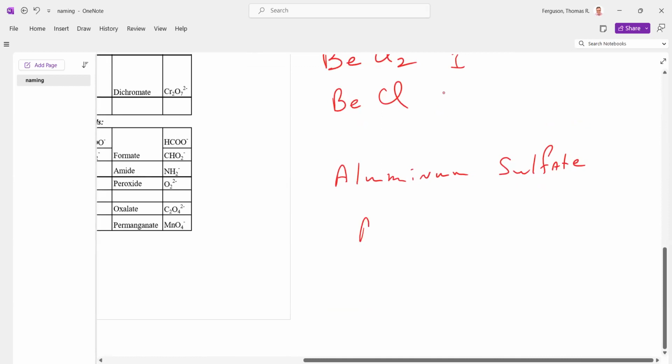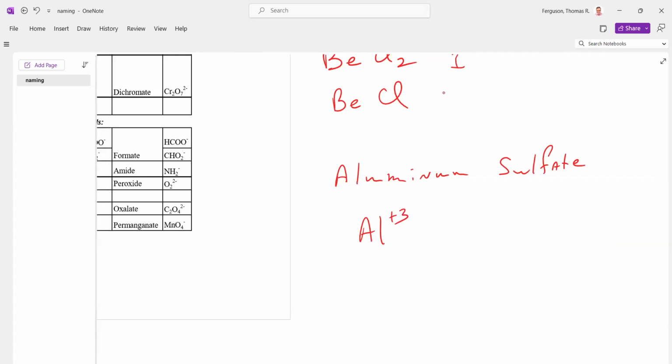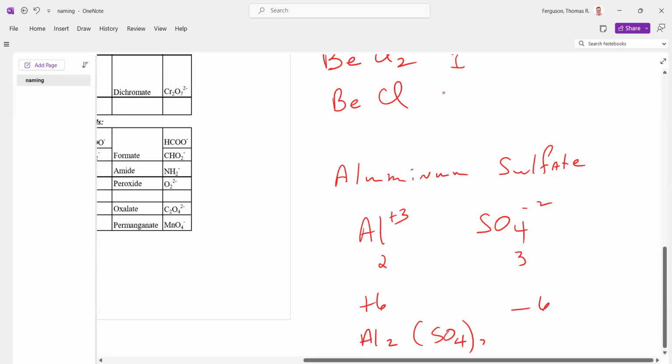sulfate? Well, aluminum is +3. The group SO4 got a charge of -2. Does that balance? No. So what do we do? Okay. If we have 2 of these and 3 of those, 2 + 3s is +6. 3 -2s is -6. Now it balances. So the formula is Al2(SO4)3.